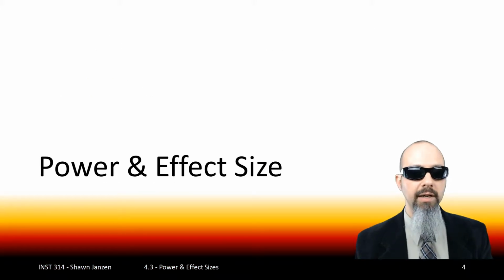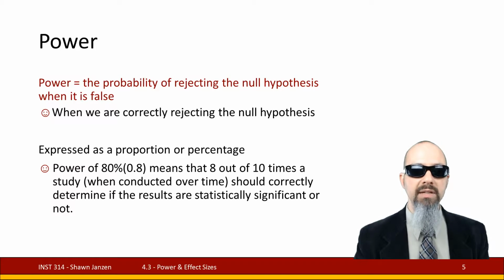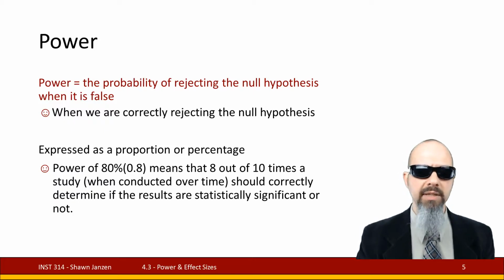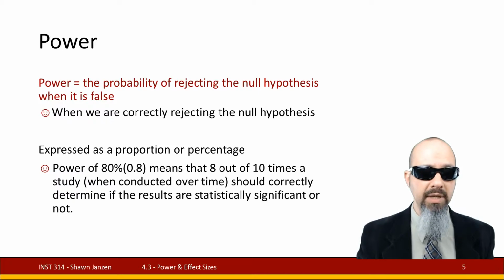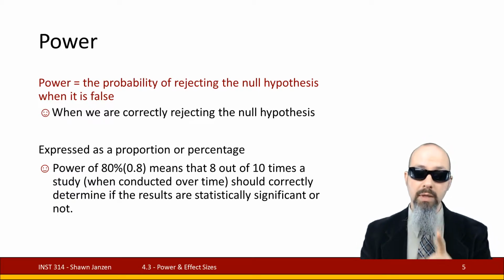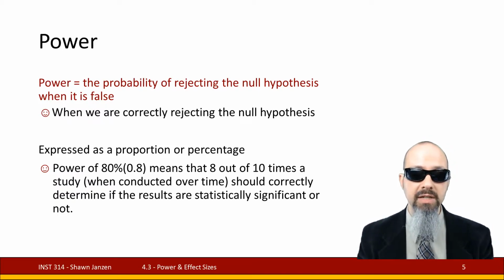What we're really talking about is power, which means the probability of rejecting the null hypothesis when it is false. Well, wait a minute. Probability of rejecting? Didn't we just talk about that with p-values? Isn't that what a p-value is? No, it's not. Let's make sure we draw a distinction here.